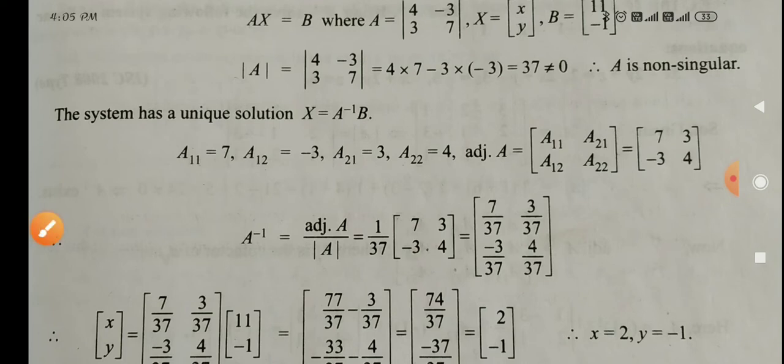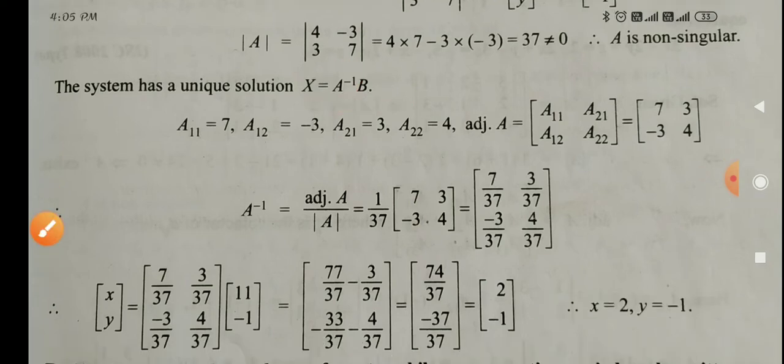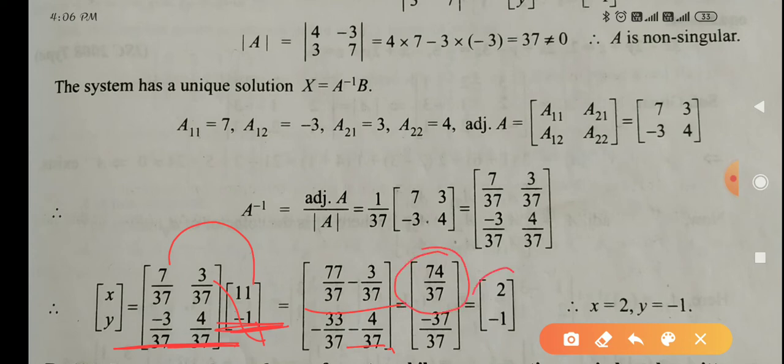Here you can put A inverse, what you have found, and B also you can put. So you are writing here x, y equals A inverse, this one, and B is this one. You multiply 7 upon 37 multiplied by 11, 3 upon 37 multiplied by minus 1. So it is coming 77 upon 37 minus 3 upon 37. In the same way, minus 33 upon 37 minus 4 upon 37. 74 upon 37 is 2, minus 37 upon 37 is minus 1.